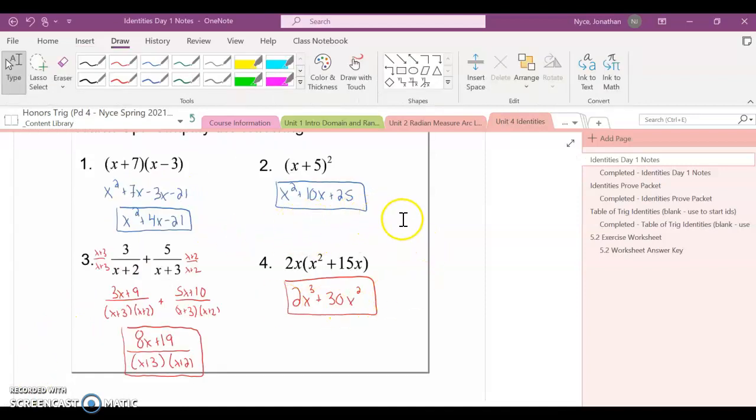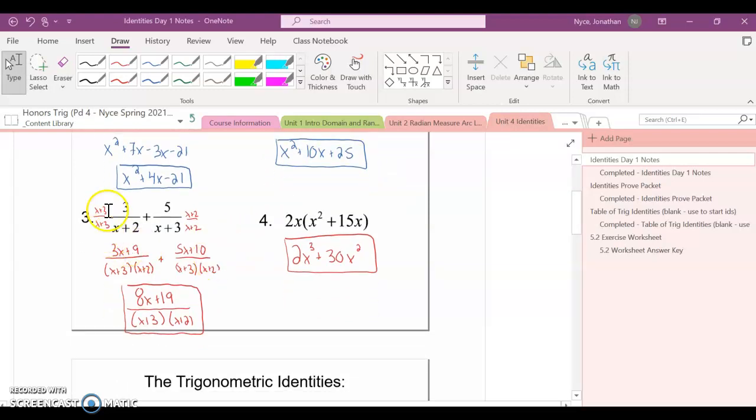So here are the answers to the warm-up. Number 1 is just a FOIL problem. Number 2, you can write that as x plus 5 times x plus 5. FOIL that. Number 3, you need a common denominator in order to add 2 fractions. So I multiplied the first fraction by 1, written as x plus 3 over x plus 3. Same idea with the second fraction. Make sure you distribute in the numerators, and then once the denominators are the same, you can add those 2 fractions together. Number 4 is just distributing.